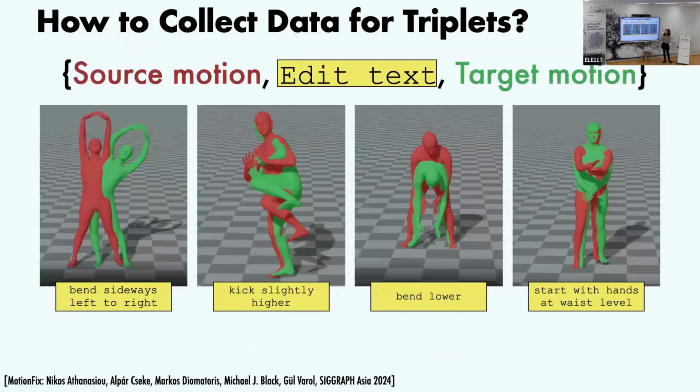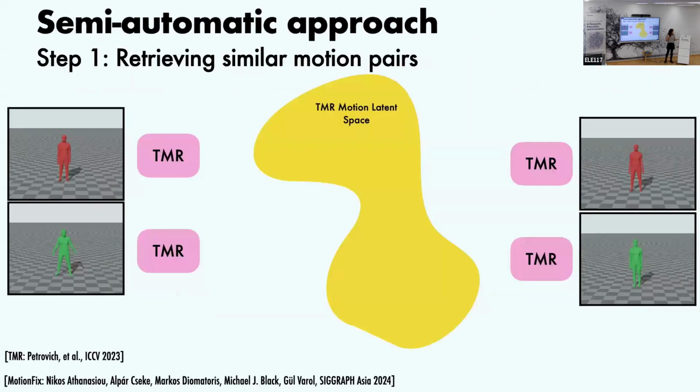What we've done in this work is to collect data for this in the form of triplets. So you need source, target, and edit. It's difficult to collect that. And how we've done it was the main question here, which took a lot of time. We did it in 2 steps in a semi-automatic way.